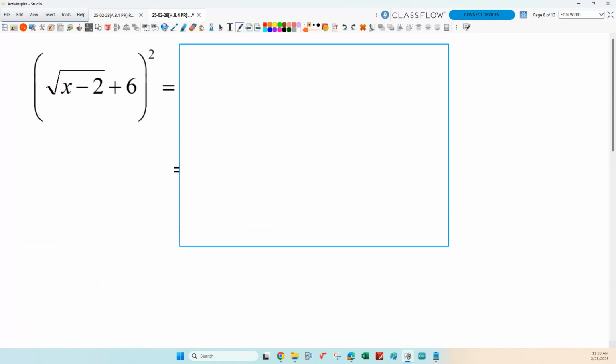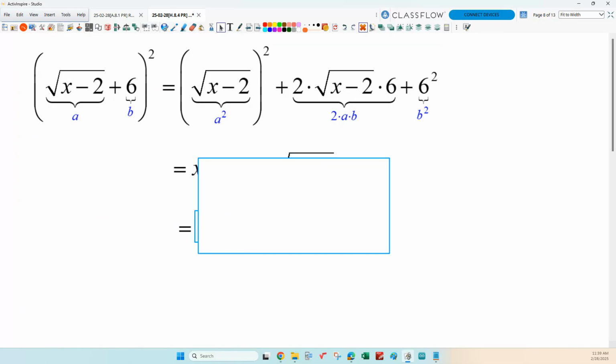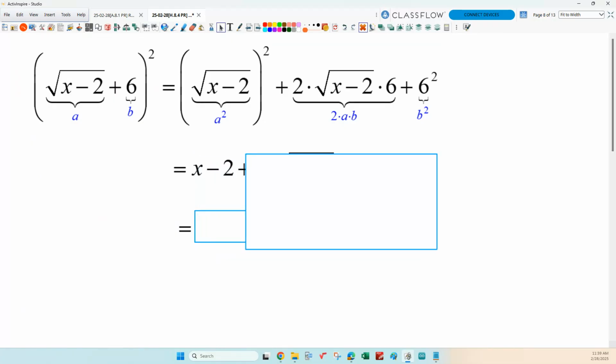So we'll use the a plus b squared pattern here, won't we? My a is the radical, my b is 6. So what is the radical square root of x minus 2 squared? If you square a square root, what do you do? Cancel the radical, right? Good, so we're going to get x minus 2.